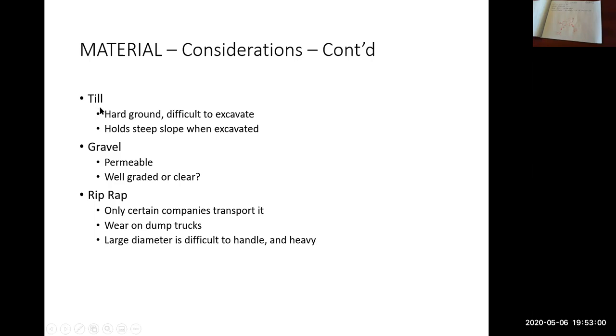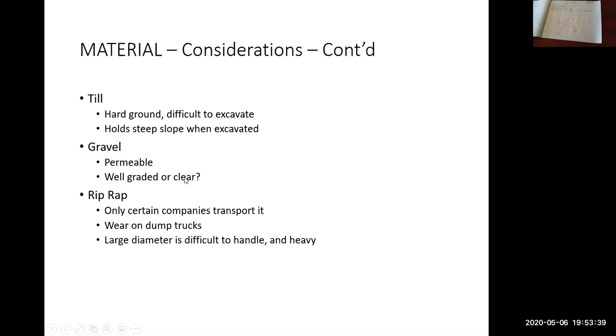So till, it's hard ground. It's difficult to excavate. It's quite compact. It also holds a steep slope when excavated. So again, you can excavate a trench quite steep in till. Gravel, again similar to sands, water flows through gravel quite easily. There's no real fine material typically in what's referred to as gravel. You'd need some silt or clay mixed in with it to prevent the water from flowing through it.